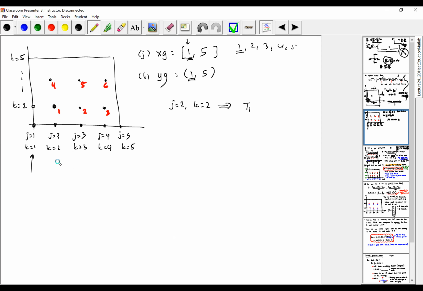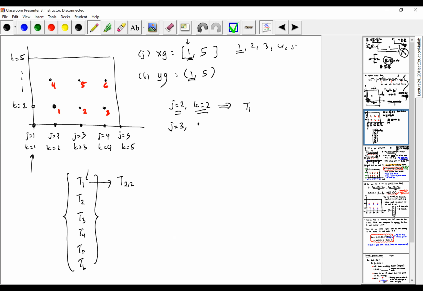Are you guys following? Those 1, 2, 3, 4, 5, and 6 correspond to my T1, T2, T3, T4, T5, and T6. But T1, okay, T1 is basically my T22 in my grid form. So I need to be able to convert J equals to 2 and K equals to 2 into 1. The same thing, I need to be able to convert J3, K2 to be the second unknown, or row number 2 in my column vector here.